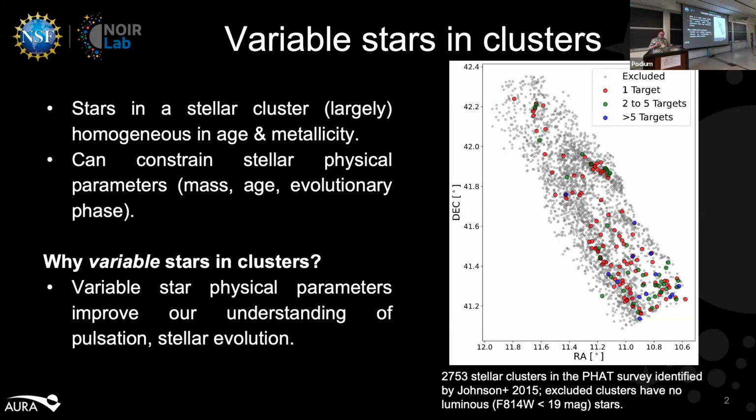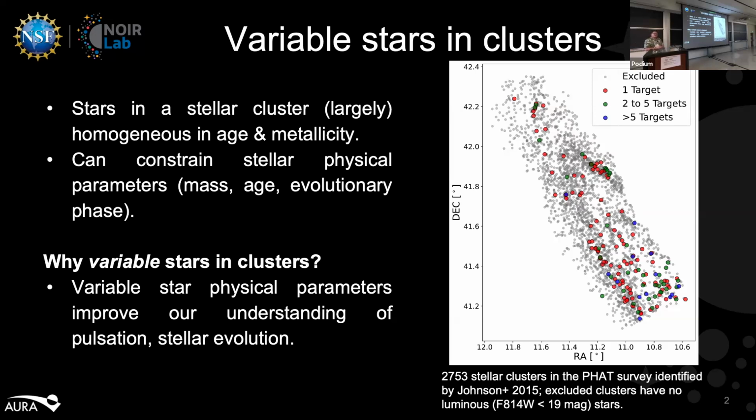So why are we actually interested in stars in stellar clusters, and in particular variable stars? Stars within clusters are really useful because they are largely homogeneous in age and metallicity, and we can constrain their physical parameters, for example, mass, age, and evolutionary phase.